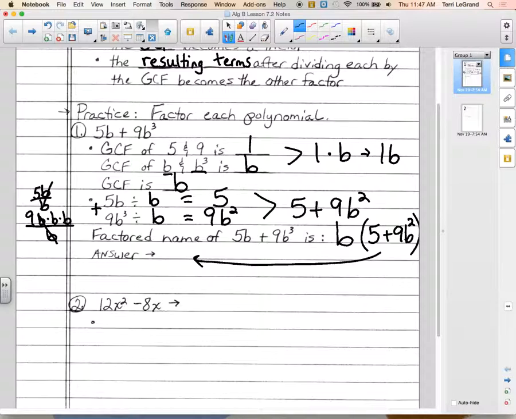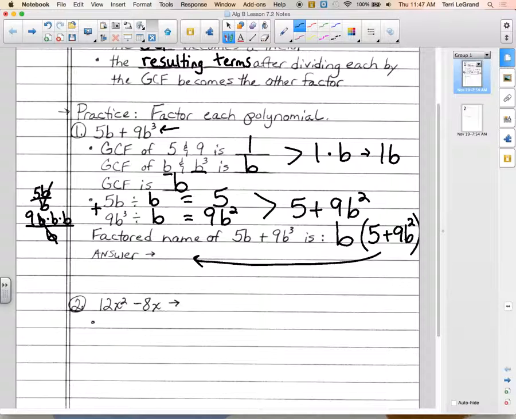And remember what I said, we just undid multiplying. So in other words, when it was given to us in the beginning, this was the result of a multiplication problem. This is the multiplication problem before it was done. So if we actually took b times 5, if we did our distributive property here, would we get back to what we started with? What's b times 5? 5b plus, what's b times 9b squared? 9b cubed. It takes us back to where we started.